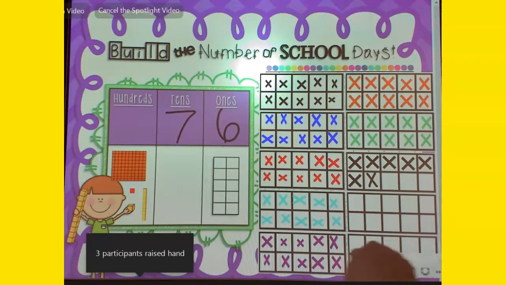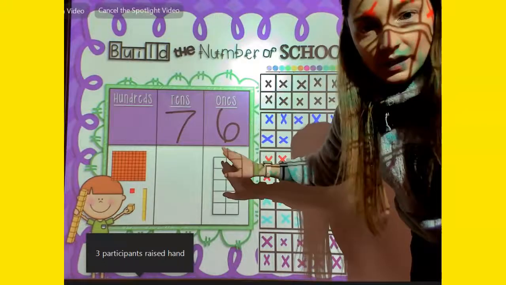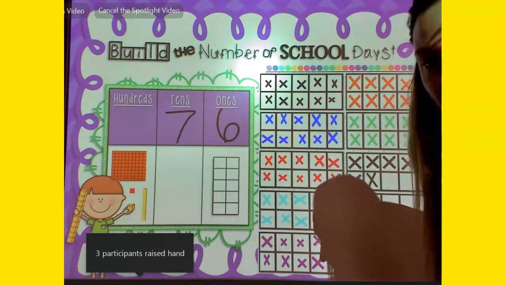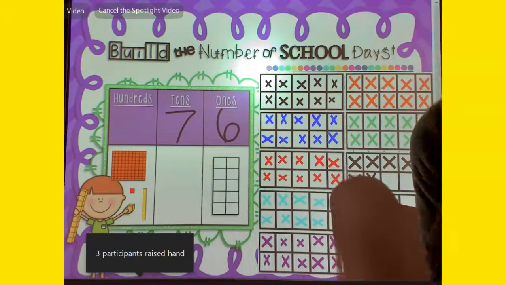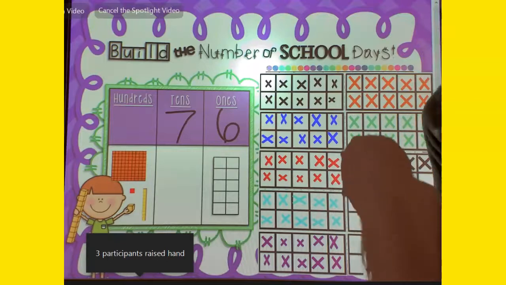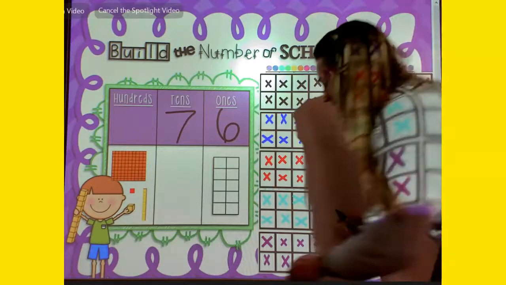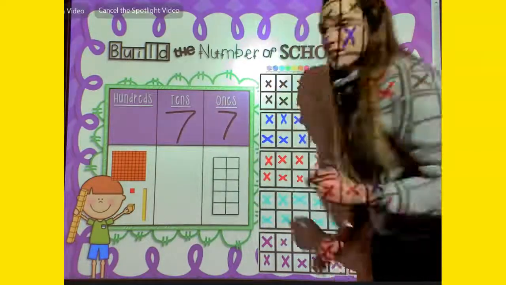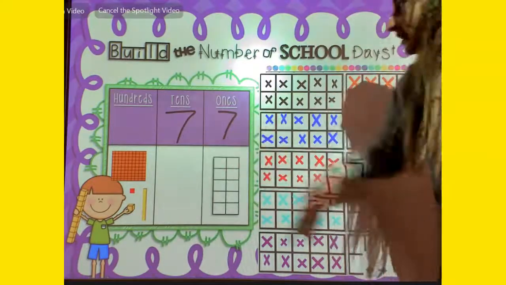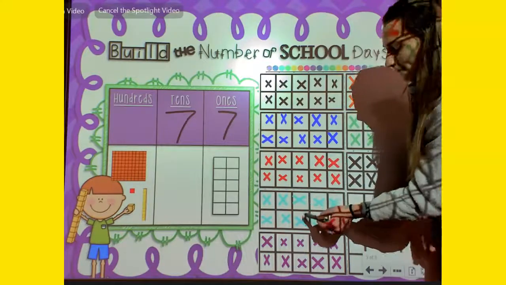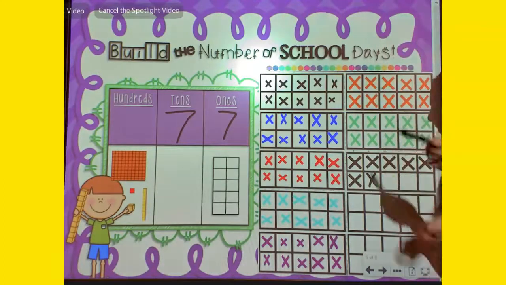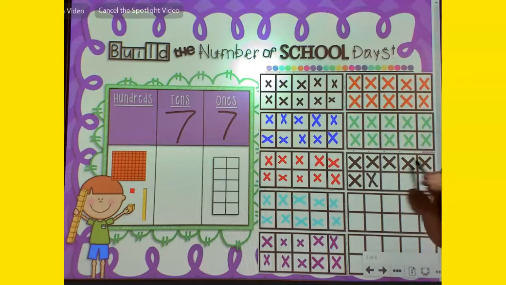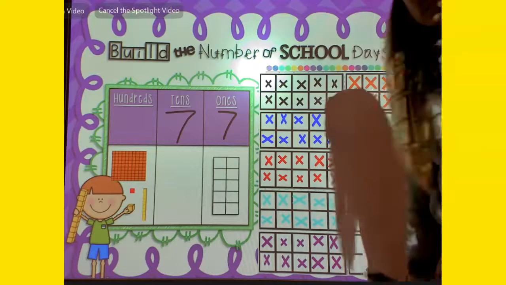77. Okay, so here's my tens place, and here's my ones. Cadence, which number do I need to change so it says 77? Erase the 6 and then put another 7. Awesome. So I'm going to change the ones place and make it 77. 7 groups of 10. 1, 2, 3, 4, 5, 6, 7. 7 little ones. 1, 2, 3, 4, 5, 6, 7. Awesome job, Cadence.